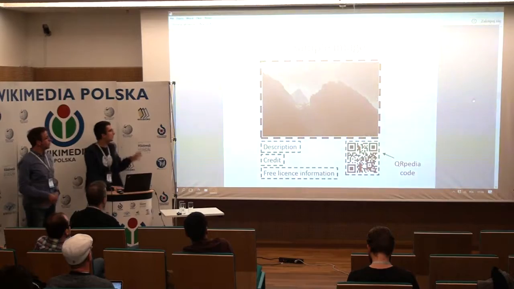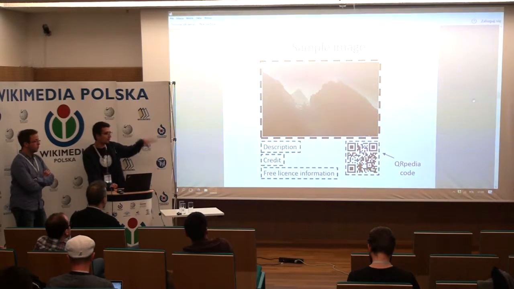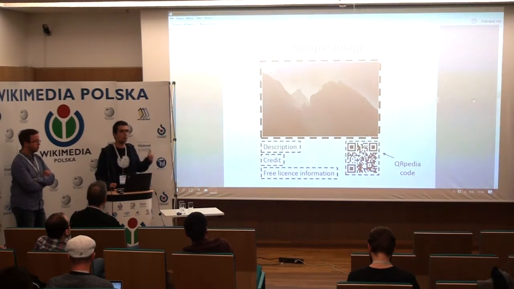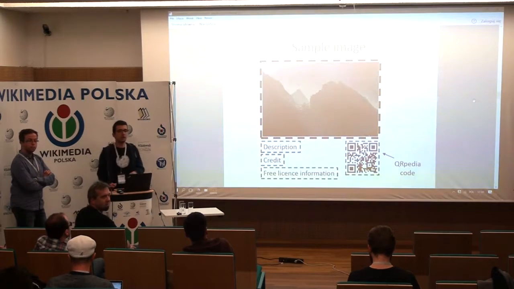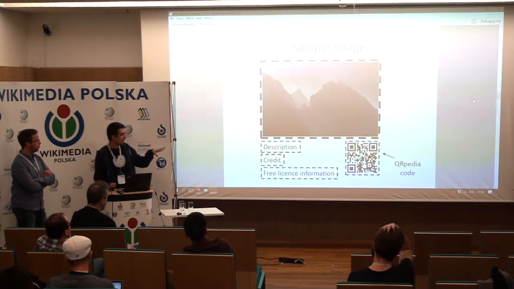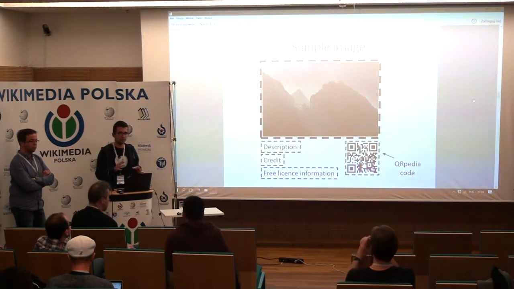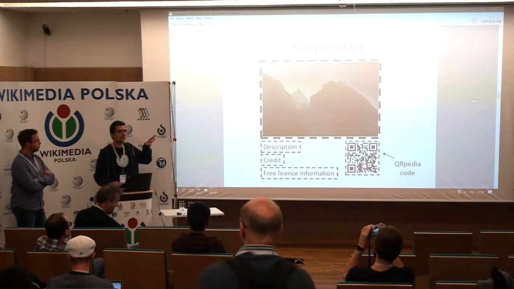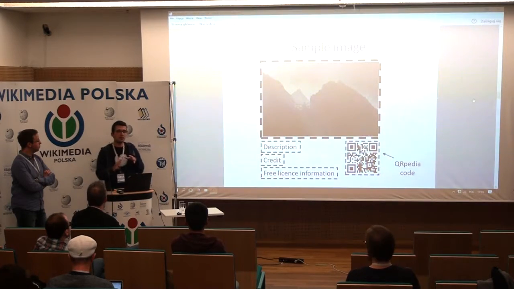This is how a simple image should look. You have a framed photograph which is going to be displayed. Below the photograph, we have information about what is depicted on the image. Then we have information about the author. You have to credit the author who created the free image. At the bottom, we have free license information, which proves that the image was uploaded under a free license. On the right side, we also think it's a very good idea to have a QRpedia code, a code which links to the content we have on Wikipedia about the thing depicted on the image. And here we are driving to something very interesting.